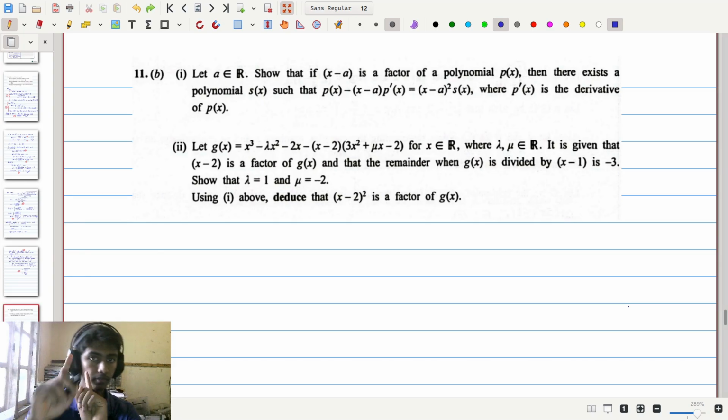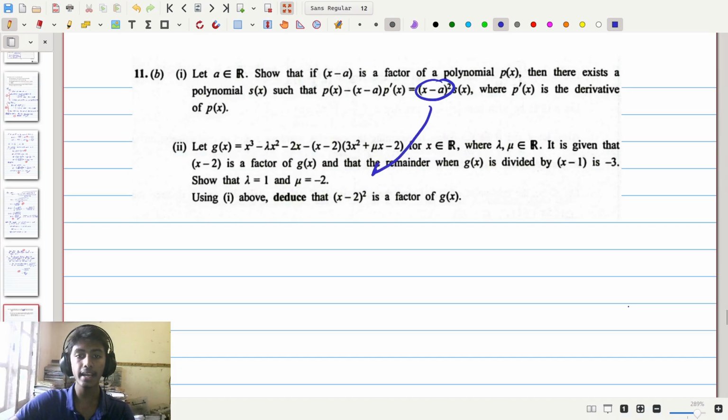Now note, x minus 2 squared is a factor of g of x can be proved using 1, so likely we're going to need to use this thing right here, where we do have the form of x minus a squared, where a is likely going to be 2 here, and then we need to have g of x, the right hand side, all of this stuff here being equal to some function p of x minus x minus a times p prime of x, where p prime of x is the derivative of that function p of x.